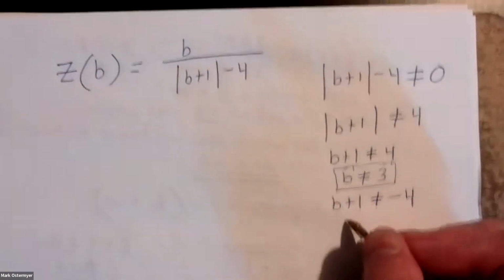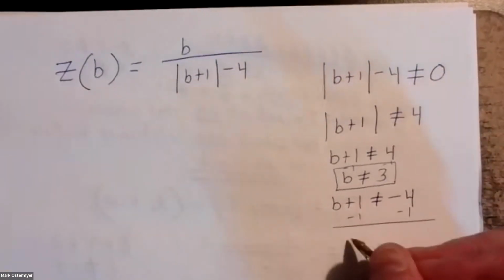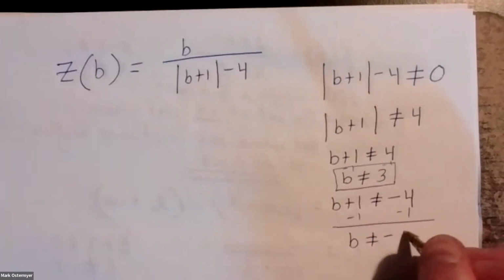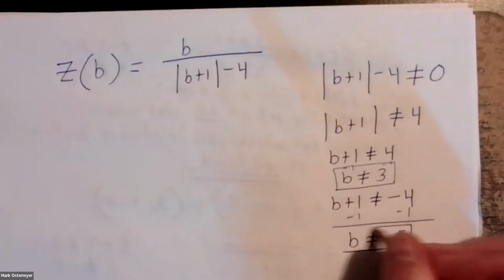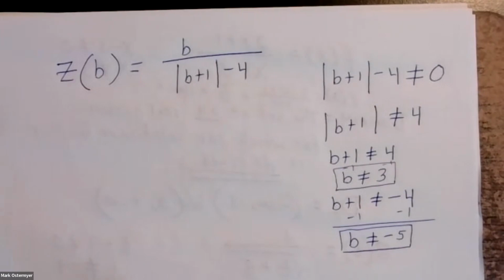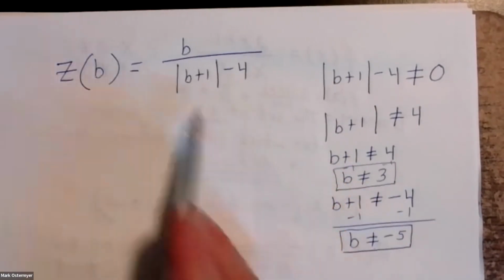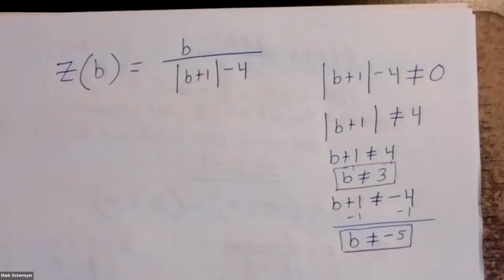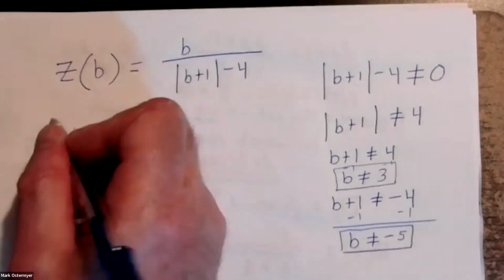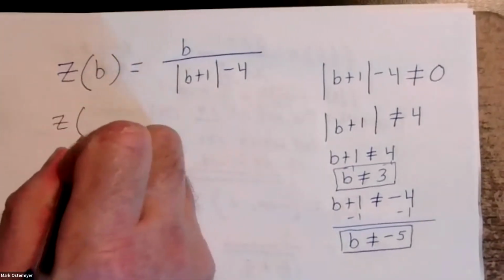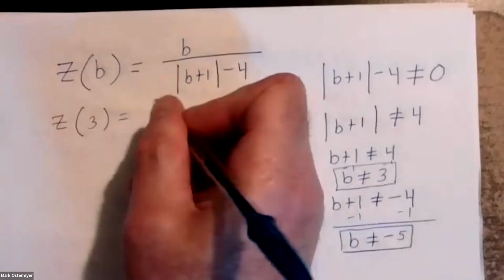But there's another thing here. b can also not be equal to what? Cannot be equal to negative 5. These are two values that must be excluded from the domain of this function if it is to remain defined. Okay, let's put it to the test. If I evaluate this function at 3, let's see what happens.